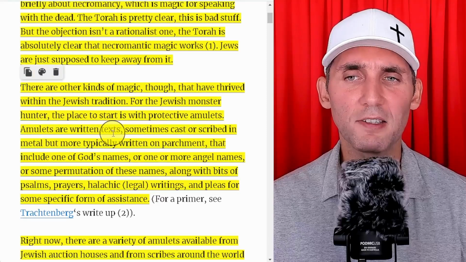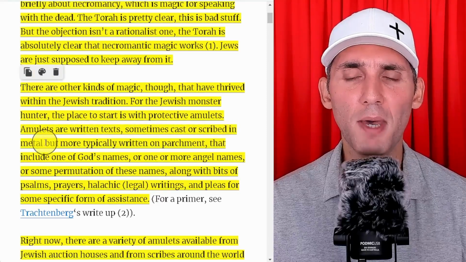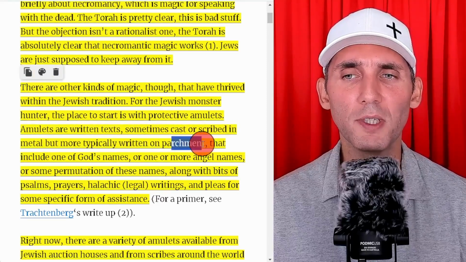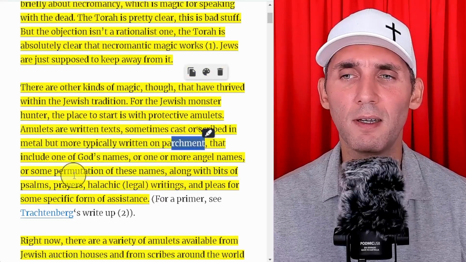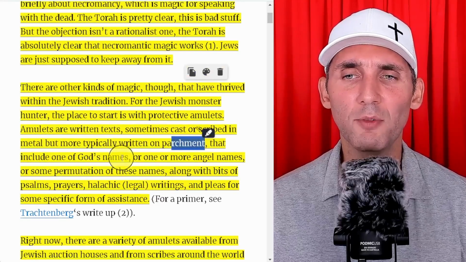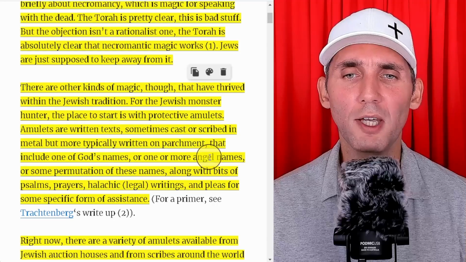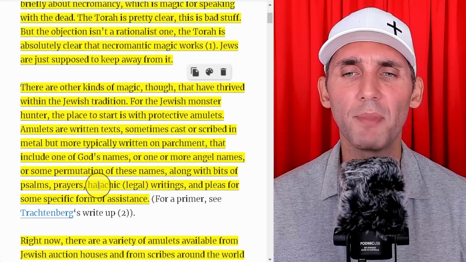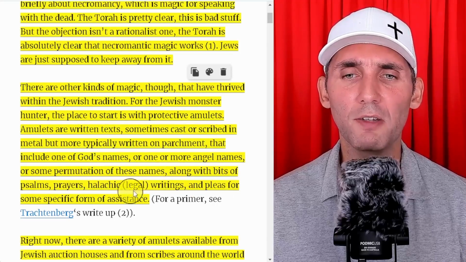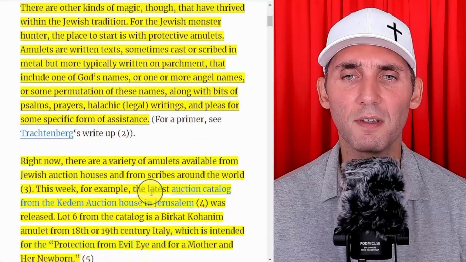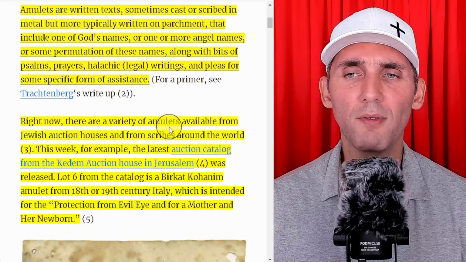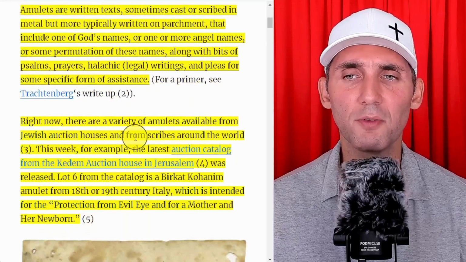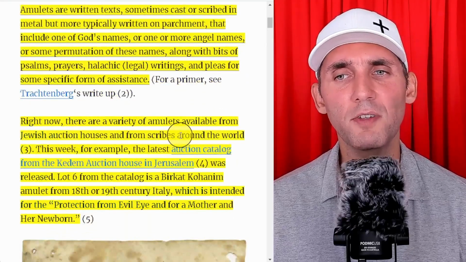Amulets are written texts, sometimes cast or scribed in metal, but more typically written on parchment, that include one of God's names or one or more angel names or some permutation of these names, along with bits of psalms, prayers, halakhic or legal writings, and pleas for some specific form of assistance. Right now, there are a variety of amulets available from Jewish auction houses and from scribes around the world. What did Jesus say about the scribes?